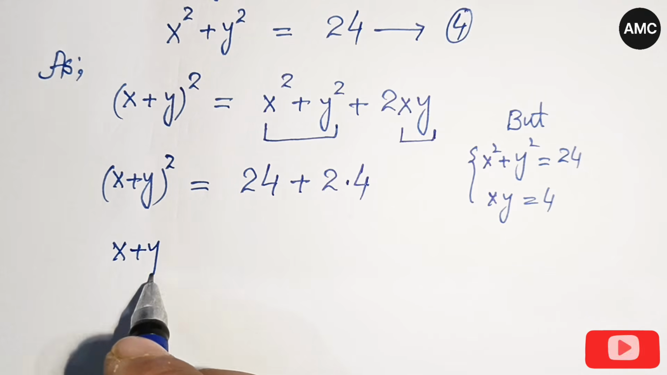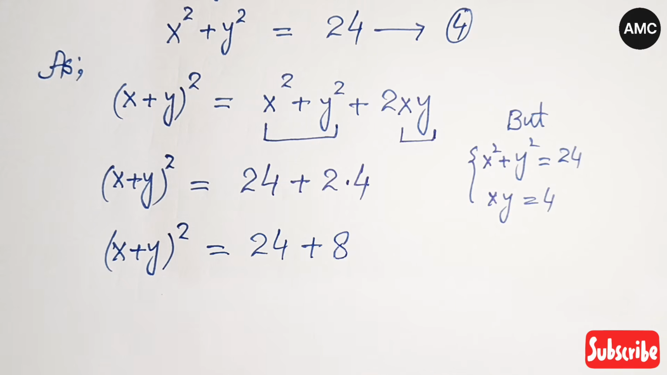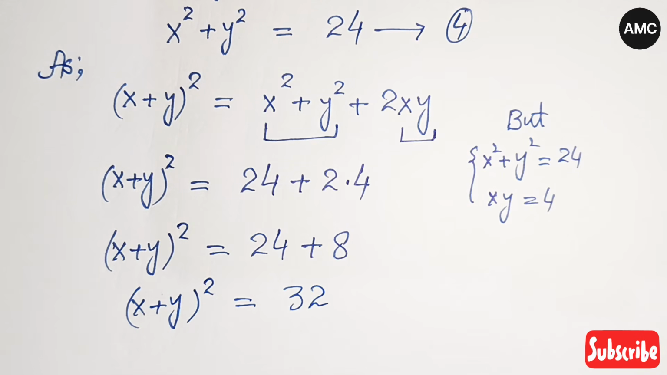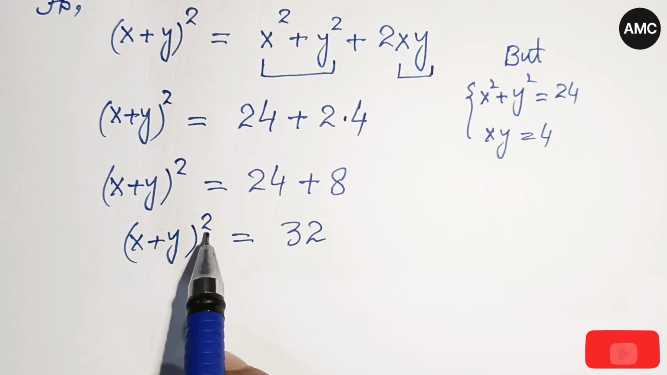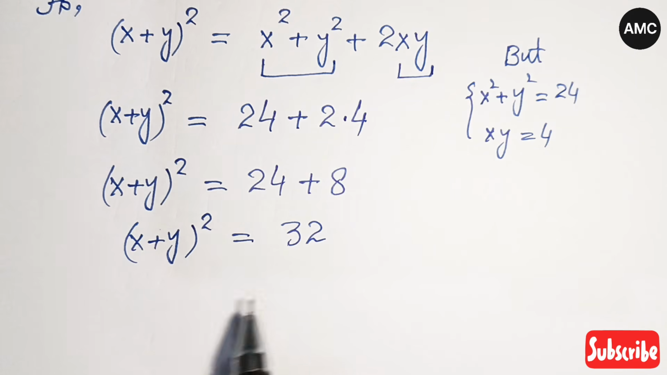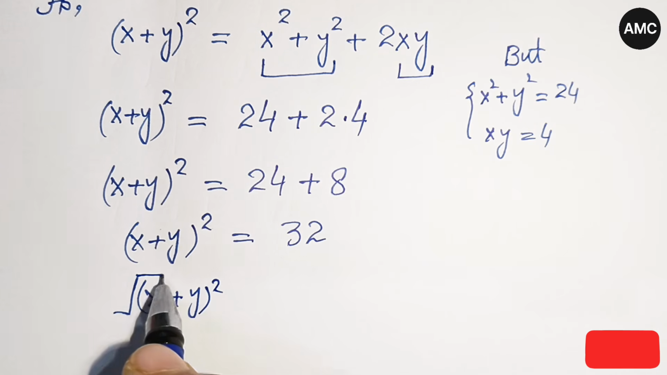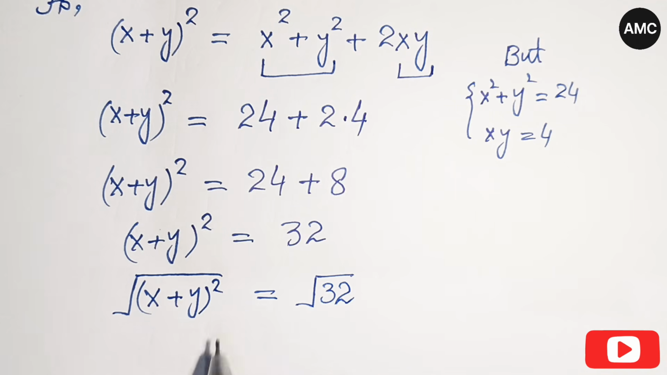Now x plus y whole squared is equal to 24 plus 2 times 4, which is 8. So we have x plus y whole squared is equal to 32. Now we have to find x plus y, so this square can be moved. Taking the square root on both sides, we get the square root of x plus y whole squared is equal to the square root of 32. Now this square is cancelled out with the square root, and we get x plus y is equal to plus minus the square root of 32.